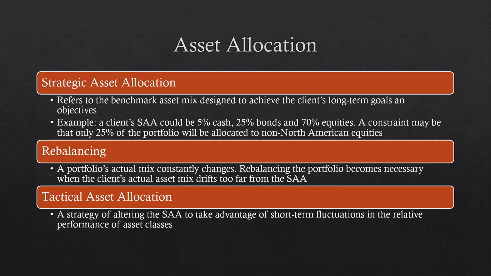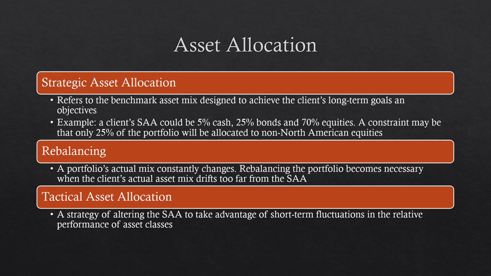Strategic asset allocation basically refers to the asset mix designed to achieve the client's long-term goals and objectives. It is that benchmark asset mix that you try to target for a specific client. If they are looking for more long-term growth, it would lean more towards equities. If they're looking for more stability and safety, it'll lean more towards cashable investments or cash and bond funds.